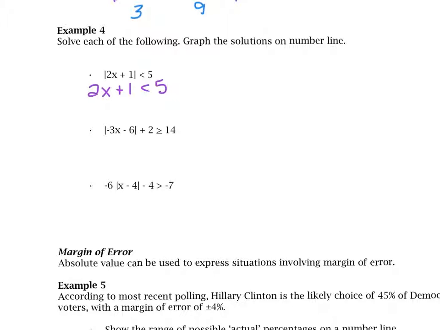And the less than ones are the ones where you're shading between the two numbers because you're keeping your distance small. You're saying you need to stay within this range. Those are the "and" problems.